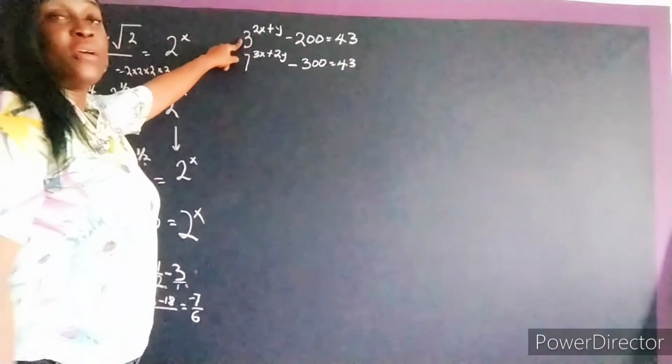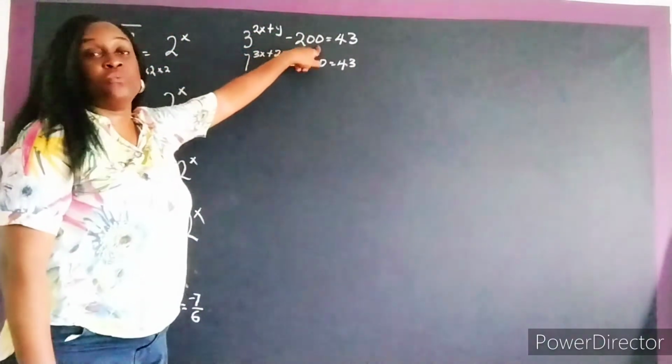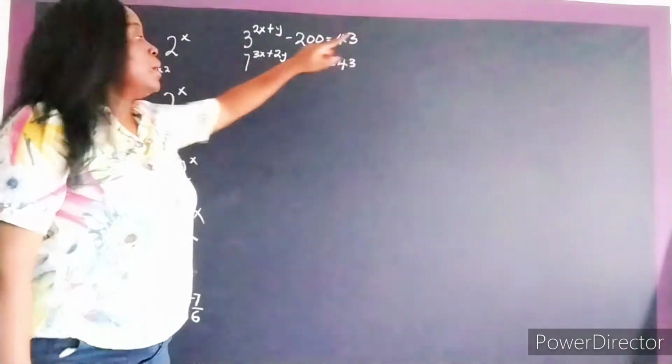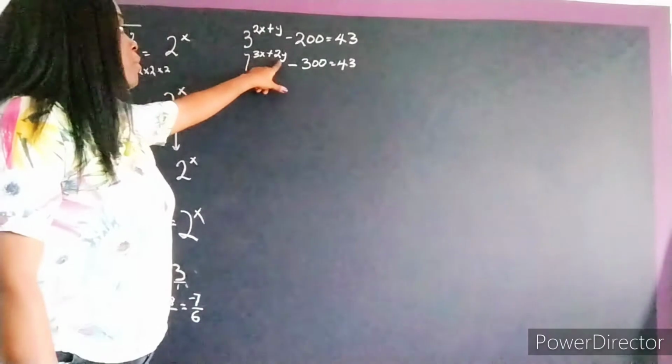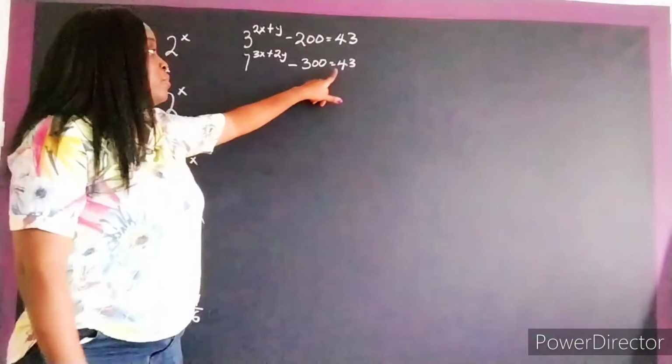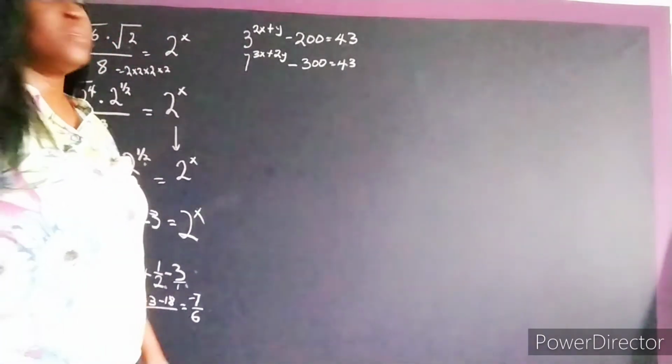So 3 raised to the power 2x plus y minus 200 is equal to 43. And then we have 7 raised to the power 3x plus 2y minus 300 equal to 43. So how do we solve this?